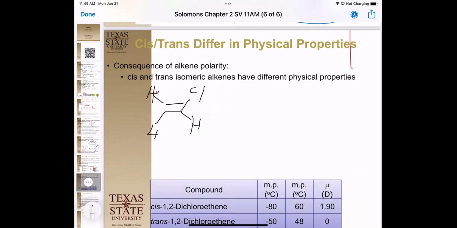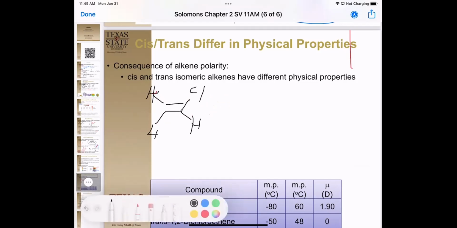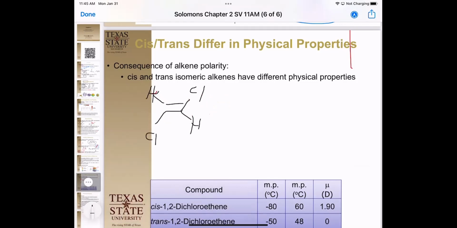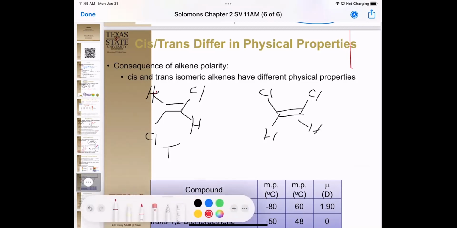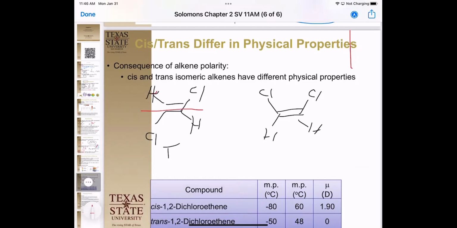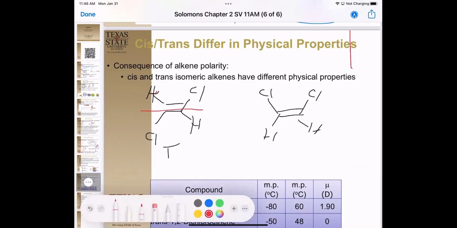a compound that no longer can rotate, and therefore we have to look to see whether it's polar or not. So we have two possible isomers. We have this one right here and this one right here. And this one is called the what isomer? The trans isomer, because if we draw a line here, they're on opposite sides of that double bond, so that makes them the trans isomer.